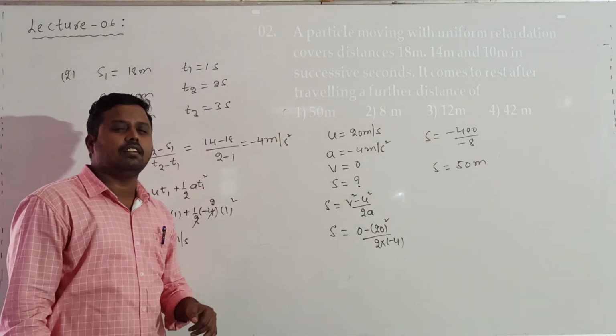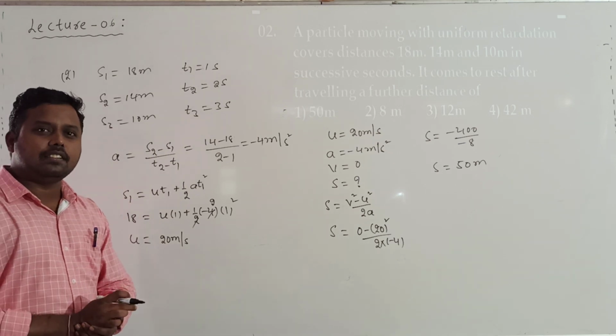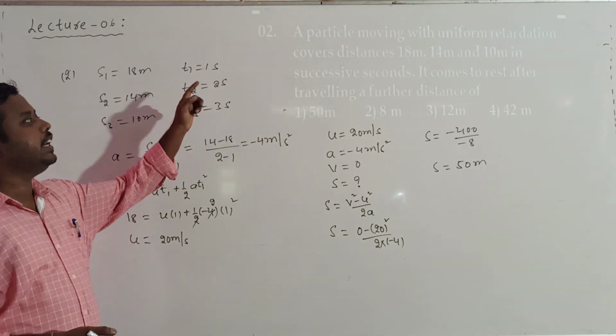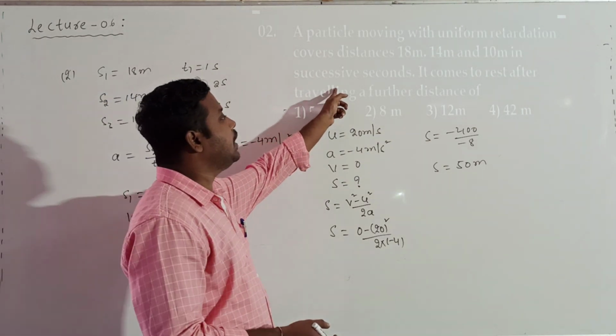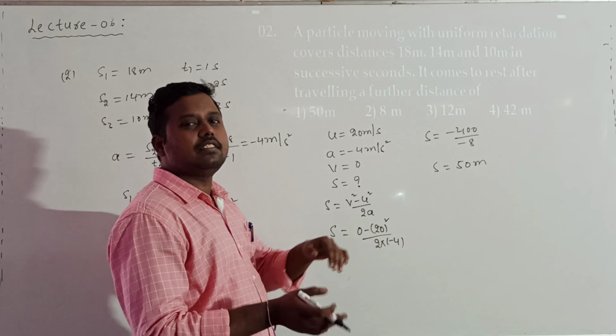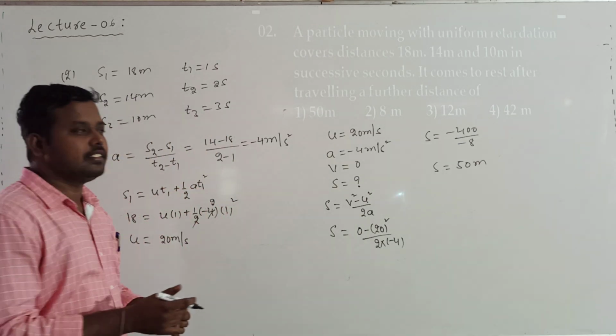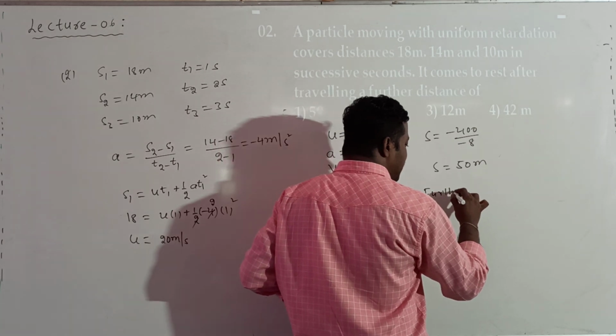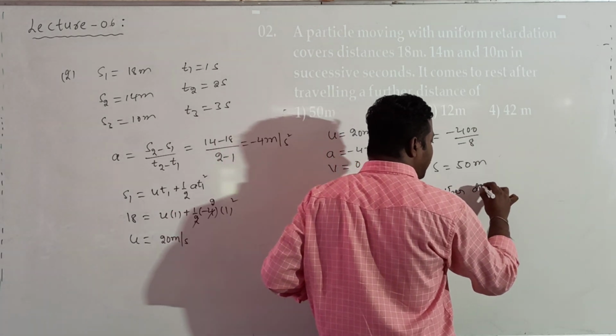But 50 meters is not the answer. Actually, 50 meters is the total distance traveled from the starting. They are asking us to calculate the further distance traveled after 10 meters. What is the further distance traveled before coming to rest?